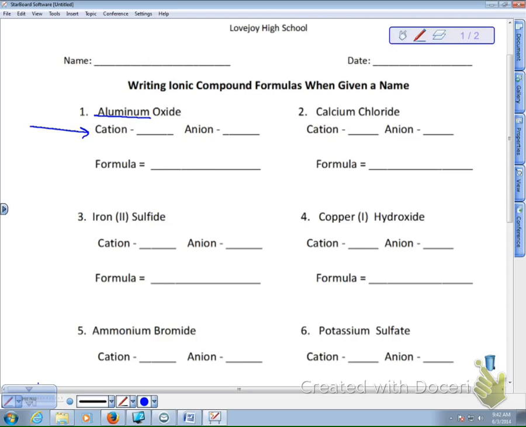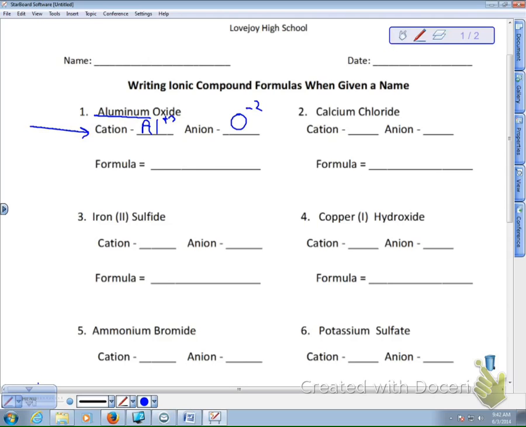And then the anion is oxide. Well, go to your periodic table and find oxygen. Oxygen is in the P block, group 6A, or 16. It has 6 valence electrons. And we know from the octet rule that oxygen wants to have 8, so it is closer to gain 2 and become -2.